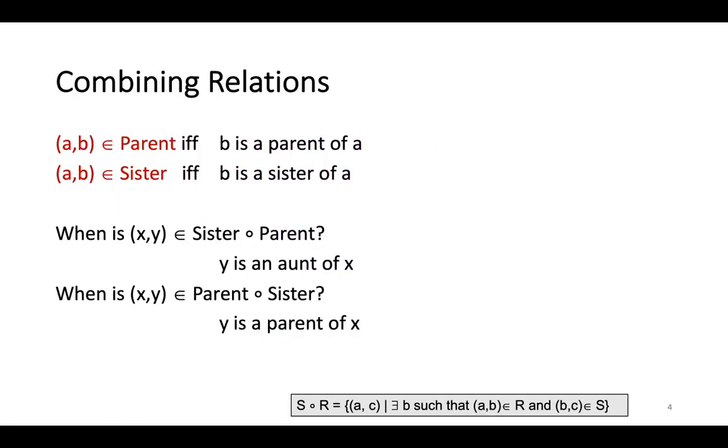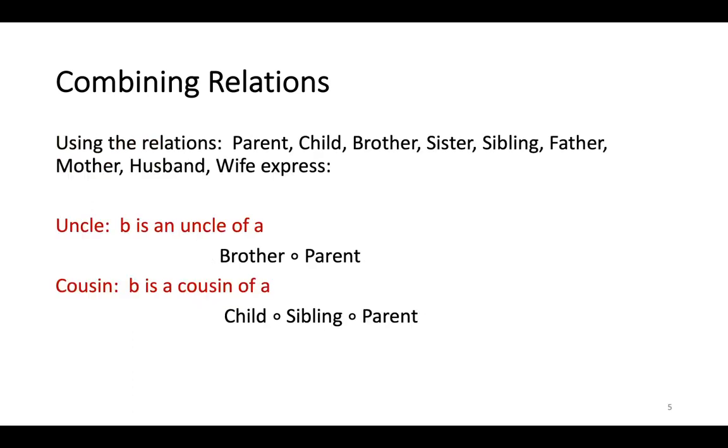And we have seen this combining two relations. So when you have two relations, you can use this composition to combine those two. Here we have sister circle parent, which is sister or parent. That means y is an aunt of x, and we have another one, parent of sister, y is the parent of x. We can describe a relation using this combination.